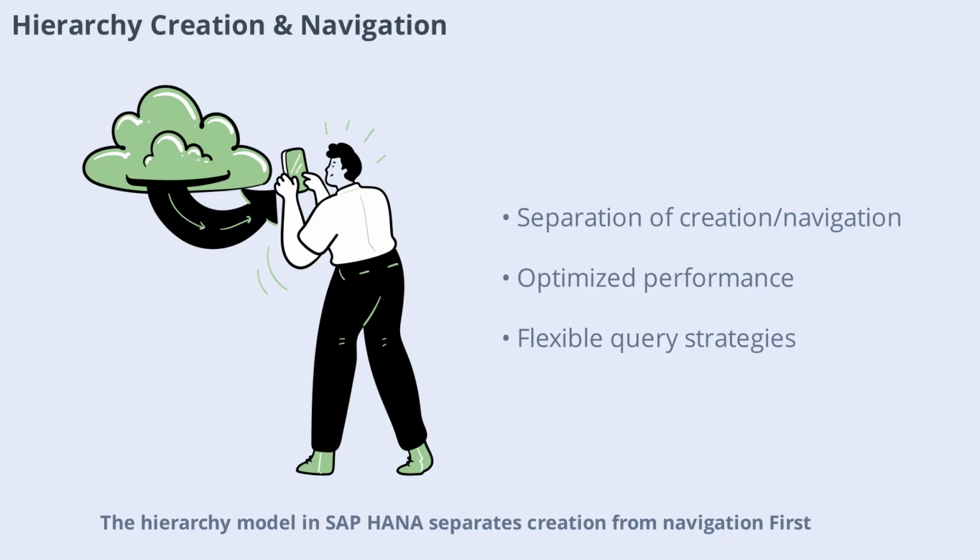The hierarchy model in SAP HANA separates creation from navigation. First, you generate a normalized hierarchy from your source data. Then you use navigation functions to traverse the hierarchy, finding ancestors, descendants, or siblings. This separation not only abstracts away the source data's layout, but also allows you to optimize performance and update strategies for your queries. The model supports both ad hoc queries and persistent hierarchy indices, giving you flexibility in how you manage and query your data.